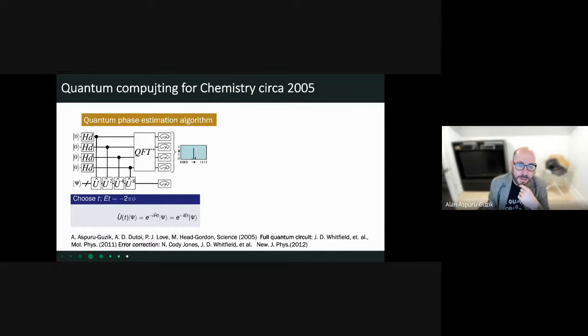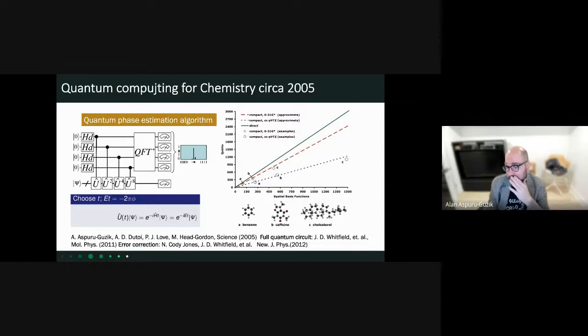And at that time, what we did is just map, using the Jordan-Wigner transformation, the molecular Hamiltonian to the spin Hamiltonian, and show numerically that you can do this with a small basis set molecule. And we wrote a code called Tequila to do that. I'll come back to that later. And we showed this plot, right? And this plot has been shown many, many times.